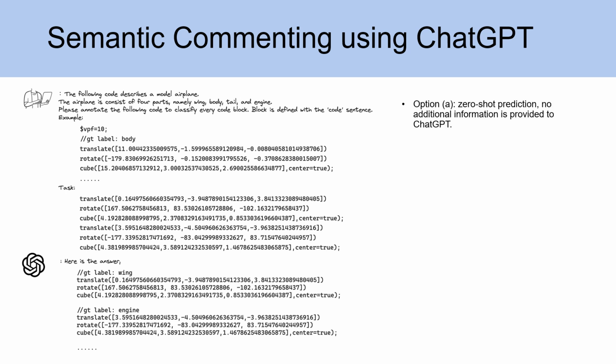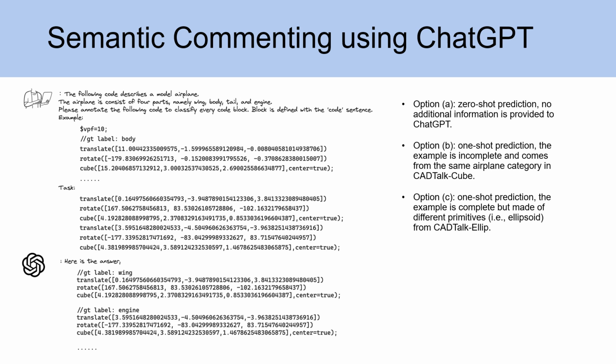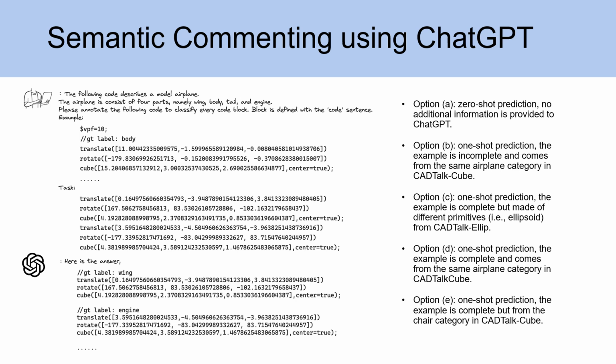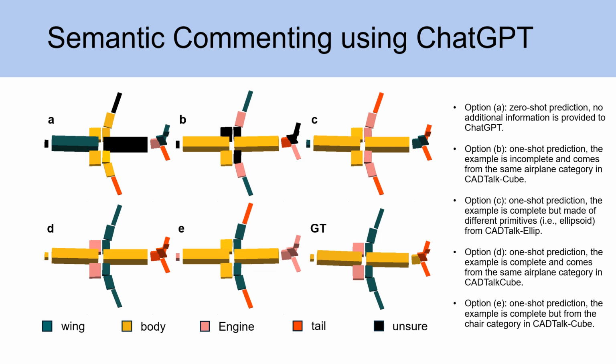Option A is purely zero-shot prediction, with no examples provided. Option B is one-shot prediction, but the example is incomplete. Option C is one-shot prediction. The example is complete, but made of different primitives. Option D is one-shot prediction. The example is complete and made of the same cuboid primitives. Option E is one-shot prediction. The example is complete, but comes from a different category. Visual results are shown here.